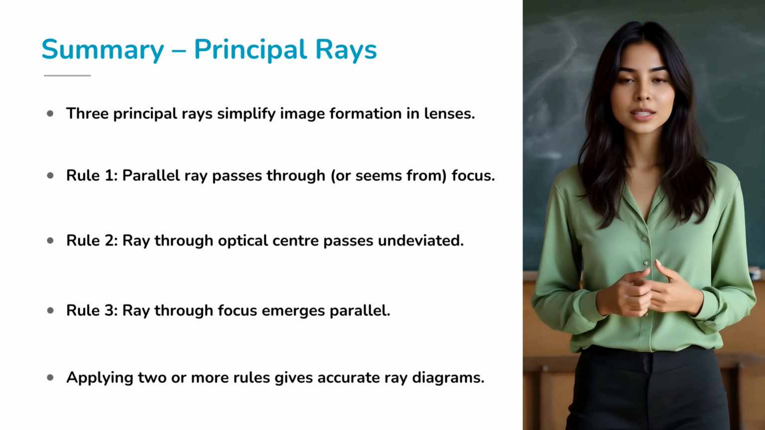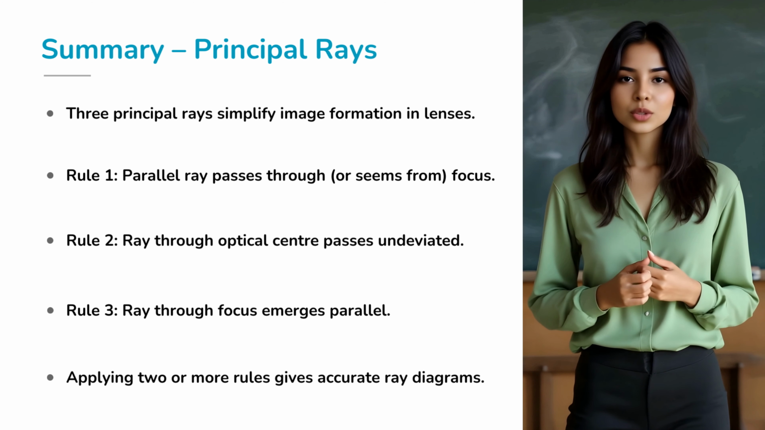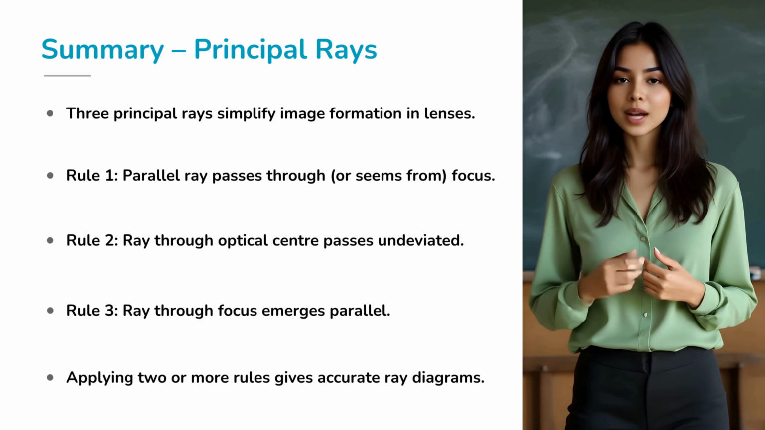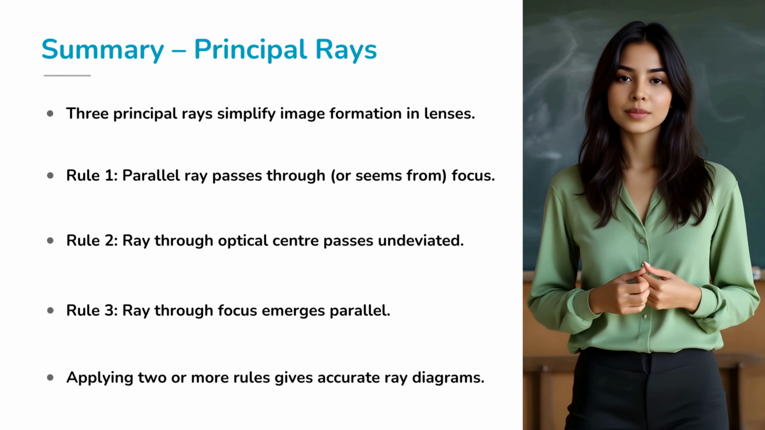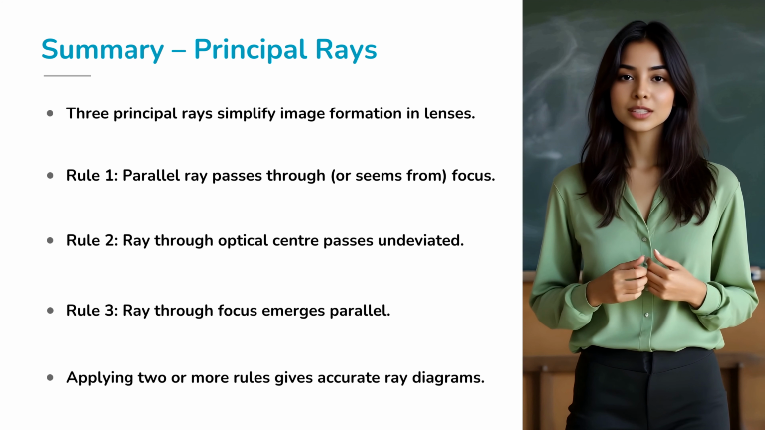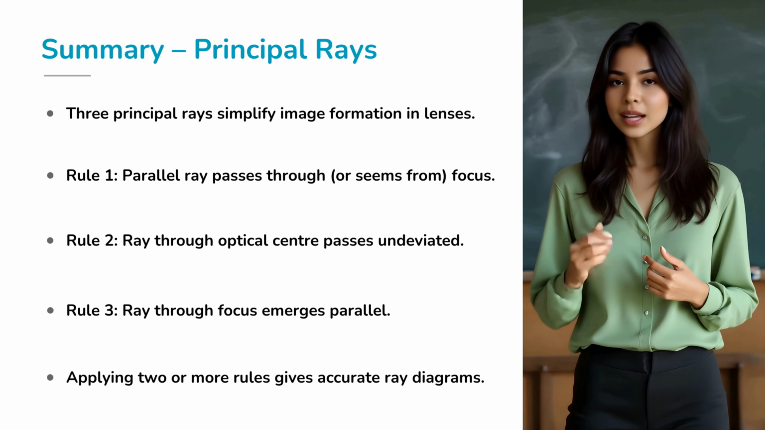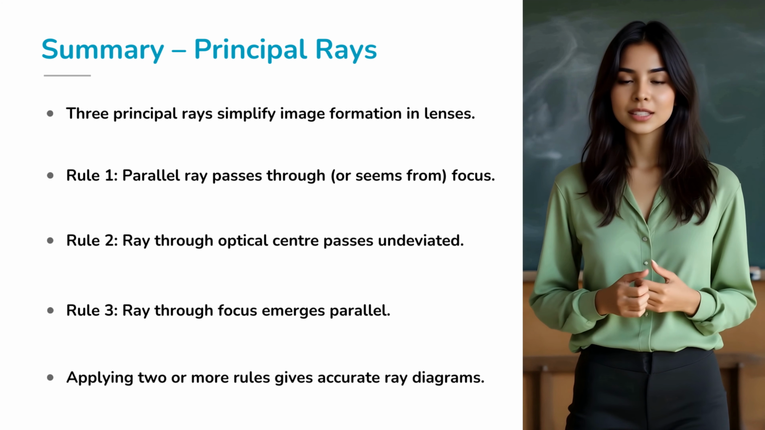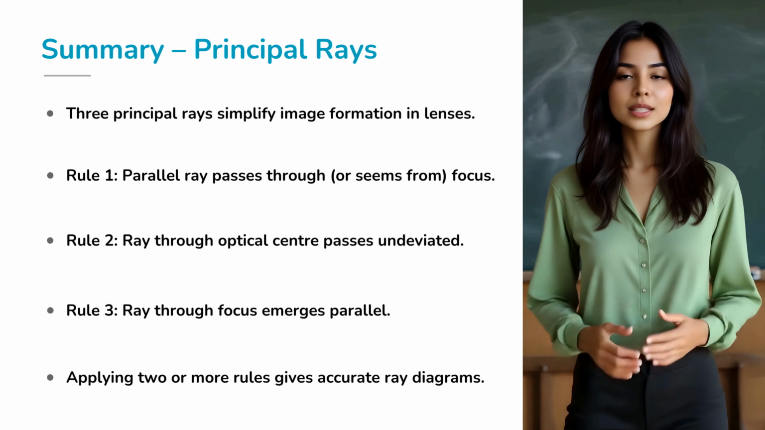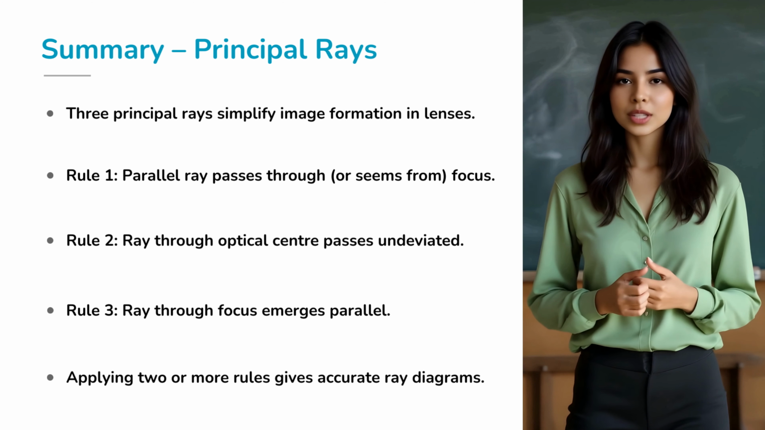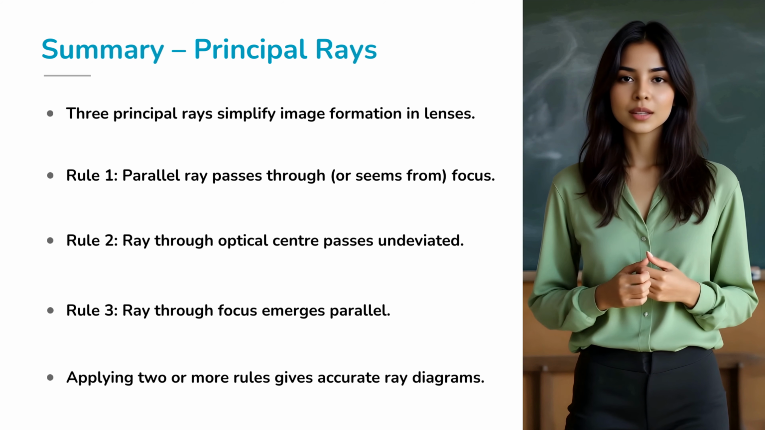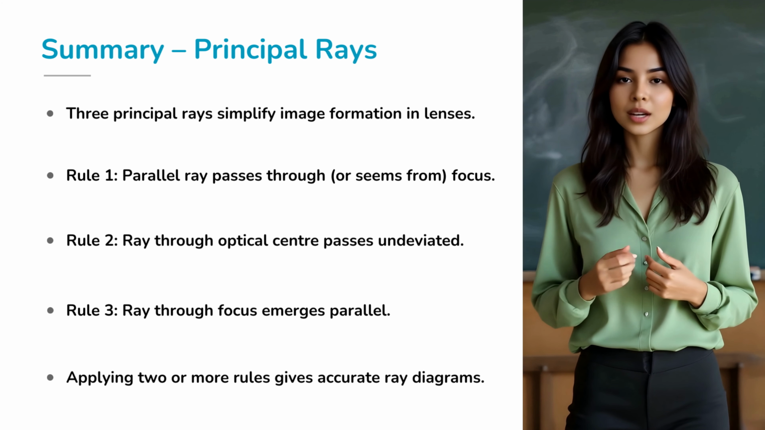From there, we can tell if the image is real or virtual, upright or inverted, magnified or diminished. So the big takeaway? With these 3 principal rays in your toolkit, you can draw accurate ray diagrams for any lens in seconds. And next time someone asks you how a projector, a camera, or even your spectacles form images, you'll have a neat, crystal clear answer ready.